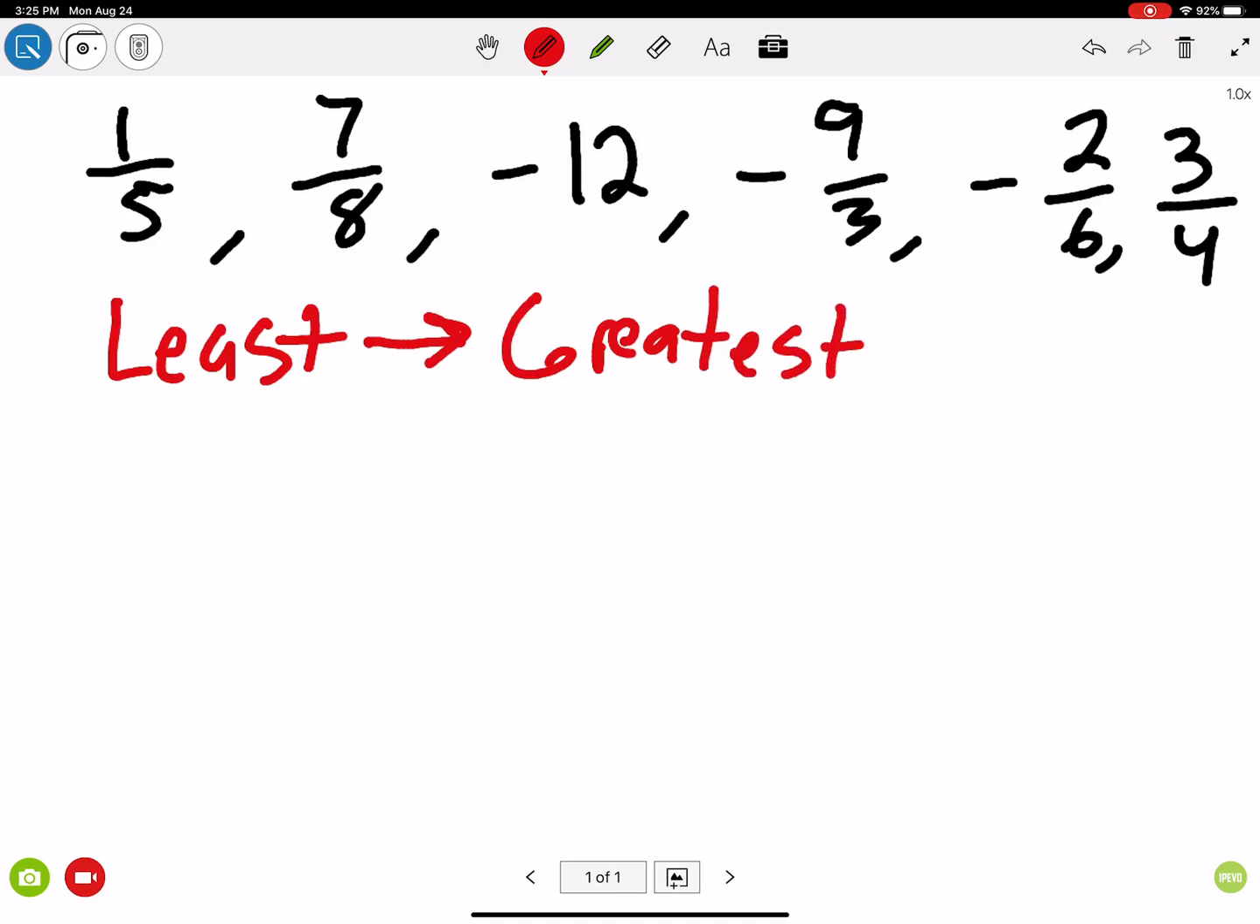So, what do I have to do first? First thing I'm going to do, because remember, I've got negatives and positives. I know all the negatives are going to go on which side? The left side because they're going to be the least. They have the smallest value. And then all the positive numbers are going to go on the right, which means they're going to have the greatest value. But what's going to be my starting point? How do I know this?